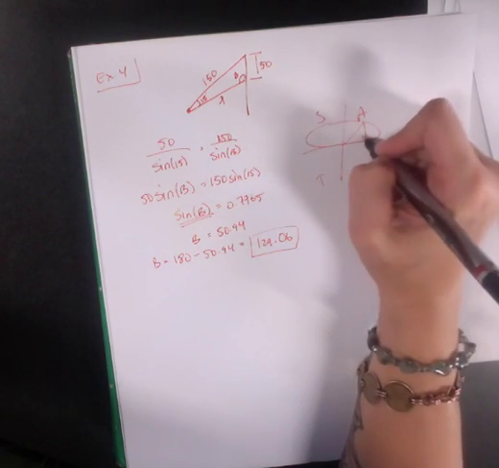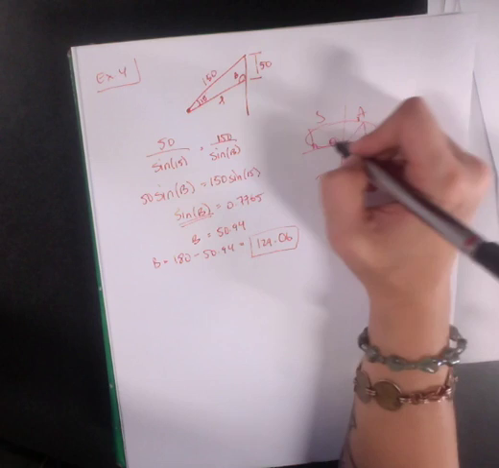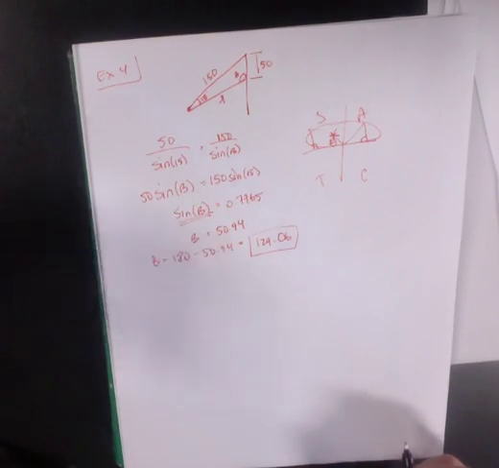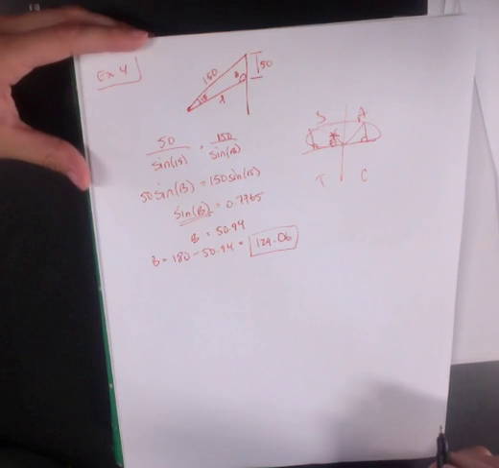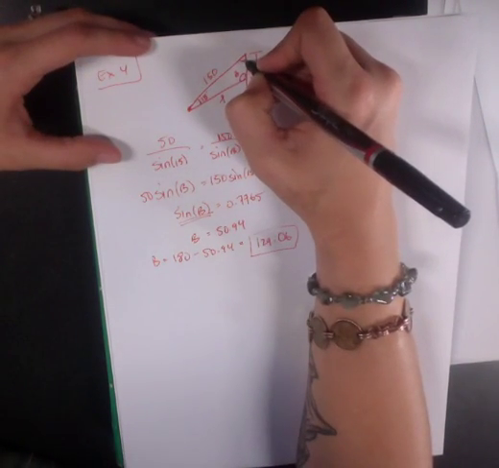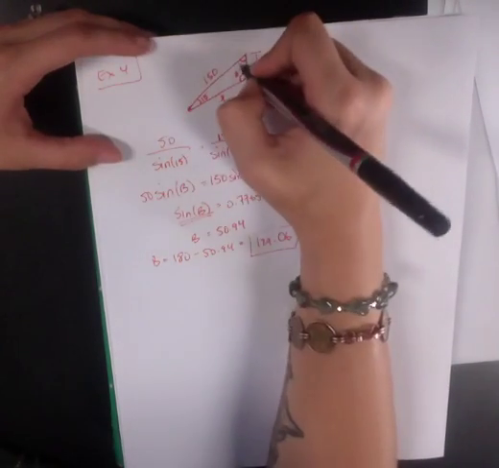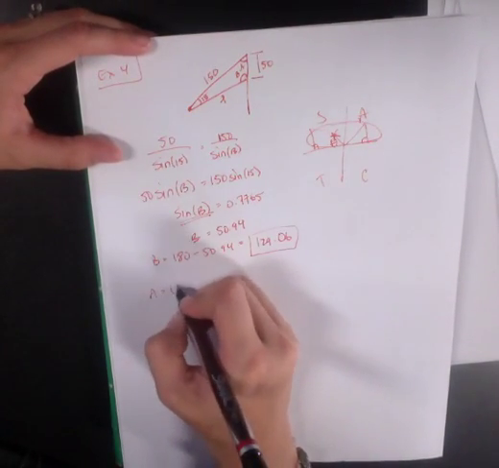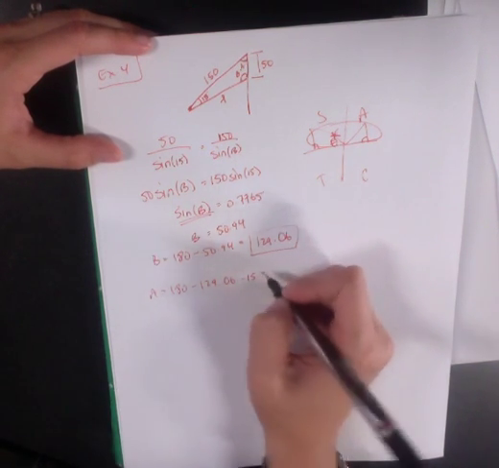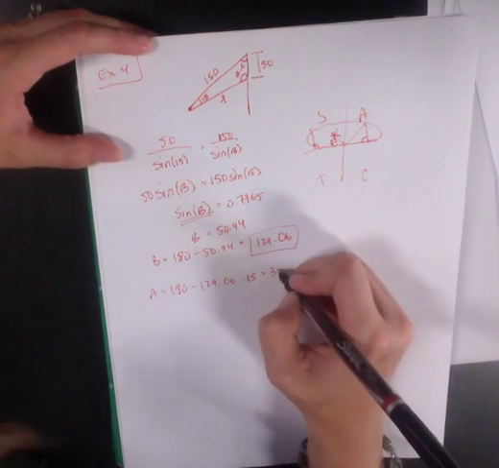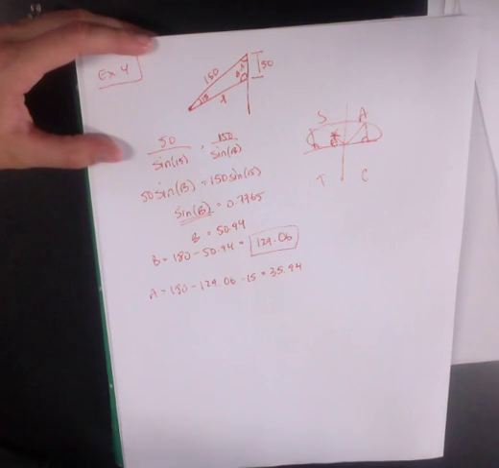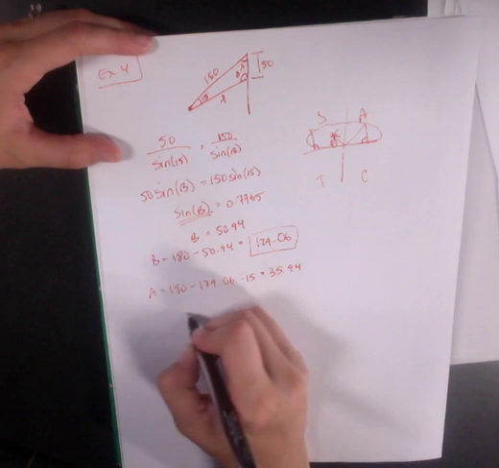We got the angle that was here, but we need this angle. We really got to be aware of that. And then I can find this little angle here. Let's call it A. I know that A is going to be 180 minus 129.06 minus 15, which gives me 35.94. So that I can use the law of sines.